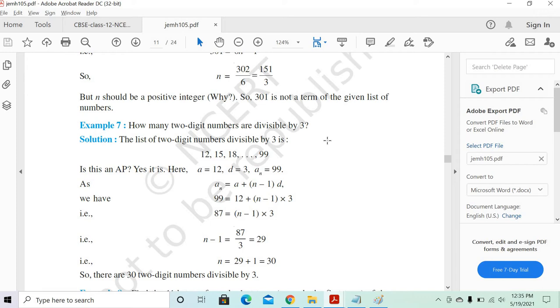Are you getting it, Vijay? Yes, I'm getting it. Excellent.